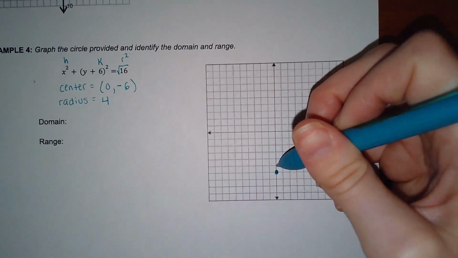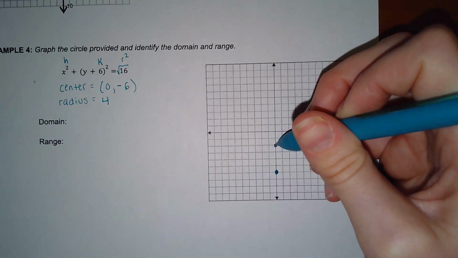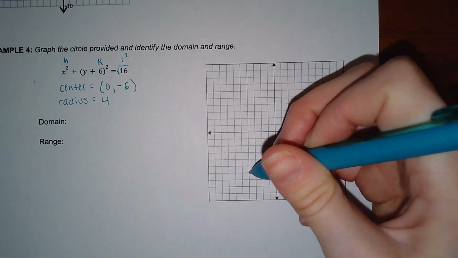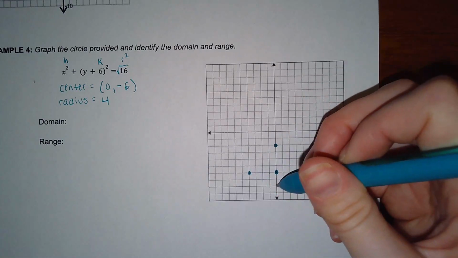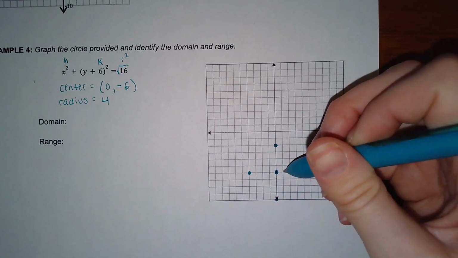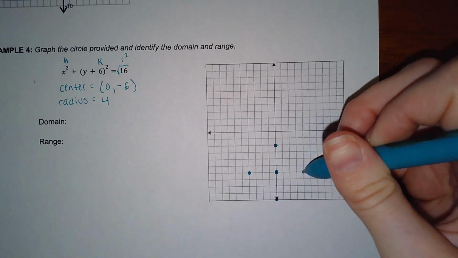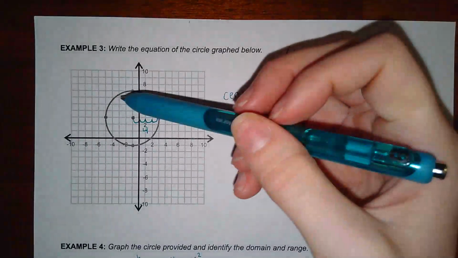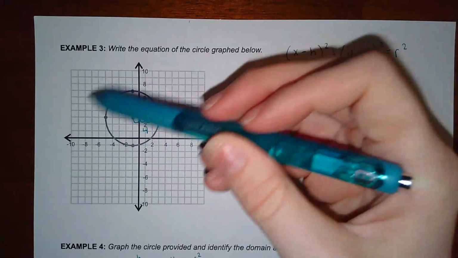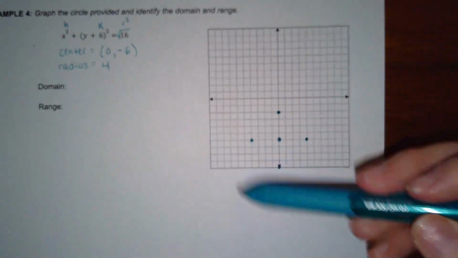So I'm going to count up 1, 2, 3, 4. I'm going to count left 1, 2, 3, 4. Down 1, 2, 3, 4. And right 1, 2, 3, 4. That's giving me these 4 marker points that I can then use to draw my circle.